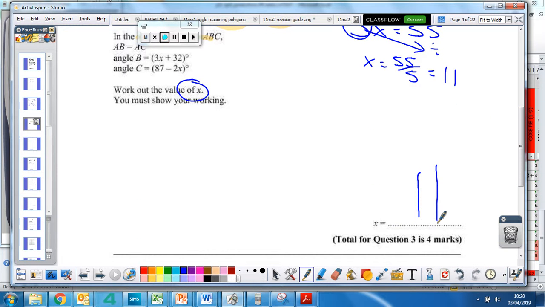Job done. Forming and solving equations. Nice and simple, given to us as a geometric problem. This video stops now. There'll be a new video for questions 4, 5 and 6.